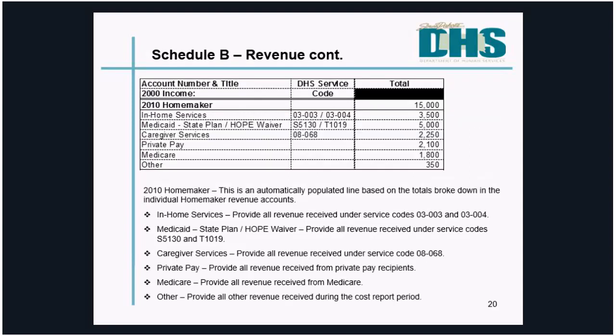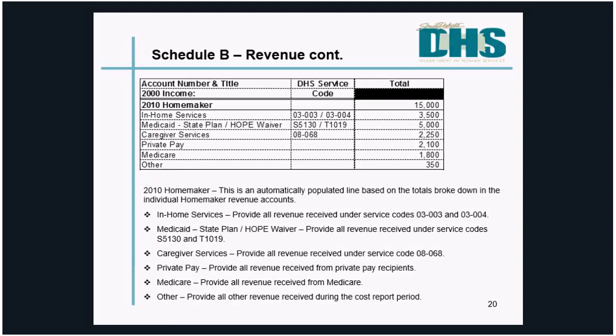For the first half of Schedule B, we have 2010 Homemaker. The service codes are identified for in-home services, Medicaid, the state plan or HOPE waiver, and caregiver services. You may have private pay, Medicare, and other. Keep in mind that if you were to provide respite services, or if there's a service code that you bill to the department that is not identified within this cost report, it would go into the other category, and we would recommend you submit an attachment to the cost report to identify what is included in the other categories.